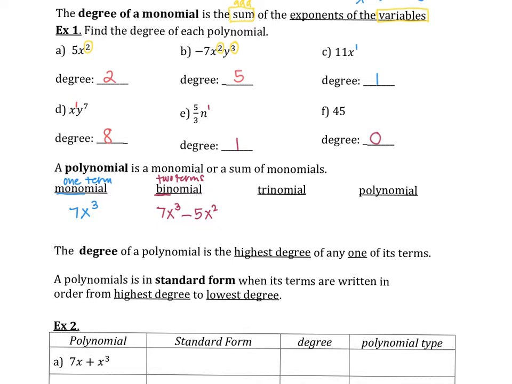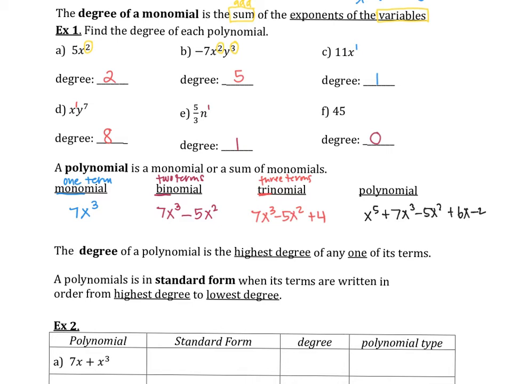The next special name for a polynomial is a trinomial. A tricycle has 3 wheels, a triangle has 3 sides, a trinomial has 3 terms. So maybe I have 7x to the third minus 5x to the second, and let me add one more thing, 4. So now I have 1, 2, 3 terms, so we can call that a trinomial. Now technically, poly means many, or 1, it could be 1. So this is a polynomial, this is a polynomial, this is a polynomial, but a polynomial could have as many terms as I would like it to have. So I could make it have even more terms.